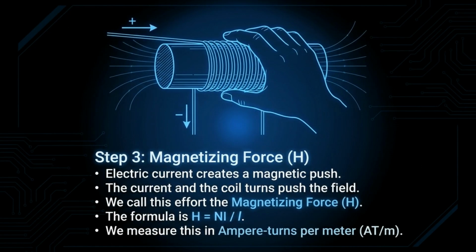Step 3 is magnetizing force, H. Electric current creates a magnetic push. This effort from the current and coil turns is the magnetizing force, H. The formula is H equals Ni divided by L, measured in ampere turns per meter, AT per meter.